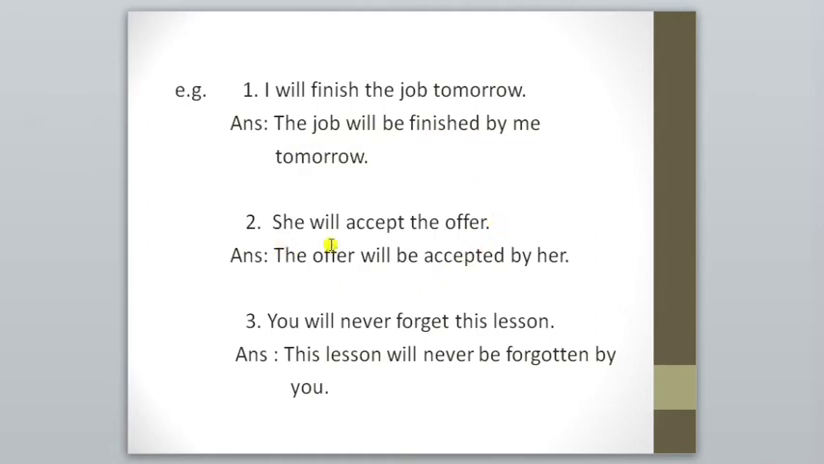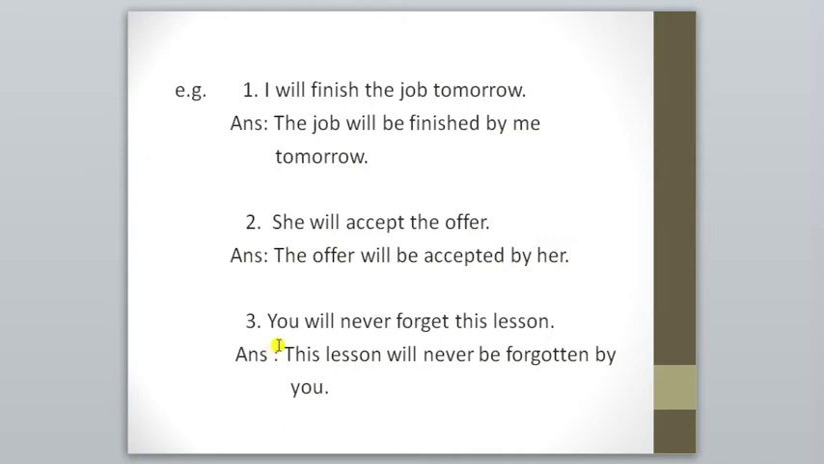Second sentence: she will accept the offer. She is the subject. Will is the auxiliary verb. Accept is the present tense of the verb. And what will she accept? Obviously, the answer is the offer, and the offer is the direct object. So, the offer will be V3 accepted by her. Very nice.